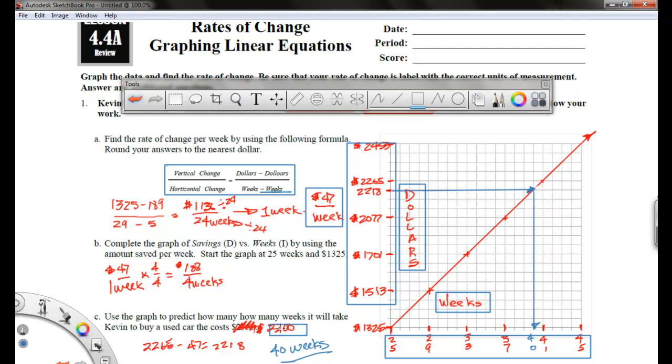Here you estimate where that is along the dollars. You follow that over to where it hits the line, and then from when it hits the line you follow it straight down to the x-axis, and then you read that unit off right there to get your final answer. Okay, so this is all we have for question number 1.